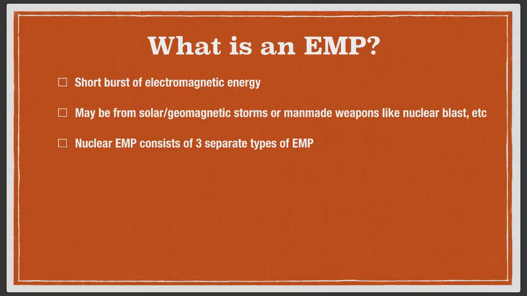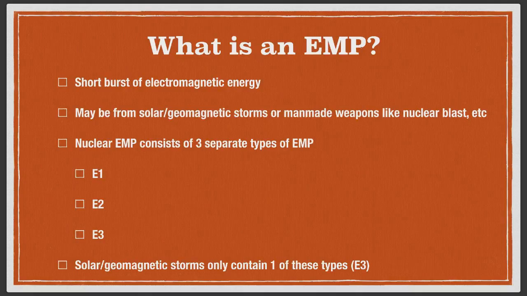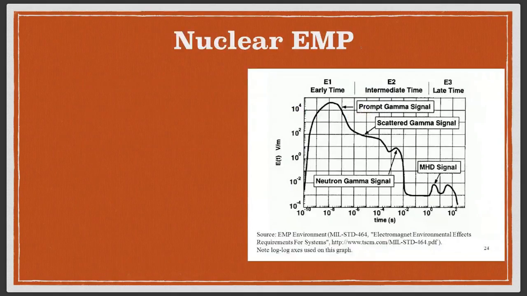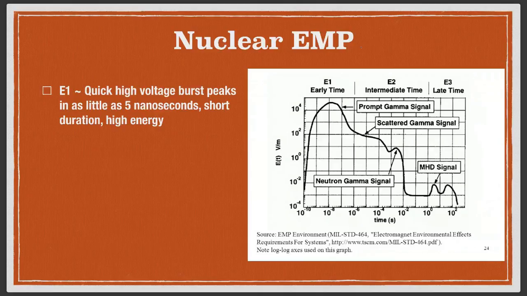And a nuclear EMP consists of 3 separate types of pulses. There's E1, E2, and E3. And we'll talk about each of these just for a brief minute. But just so you're aware, a solar storm or a geomagnetic storm generally only contains one type of these, and that's E3. It's the nuclear EMP that has all 3 of these, and that's part of what makes it so nasty.